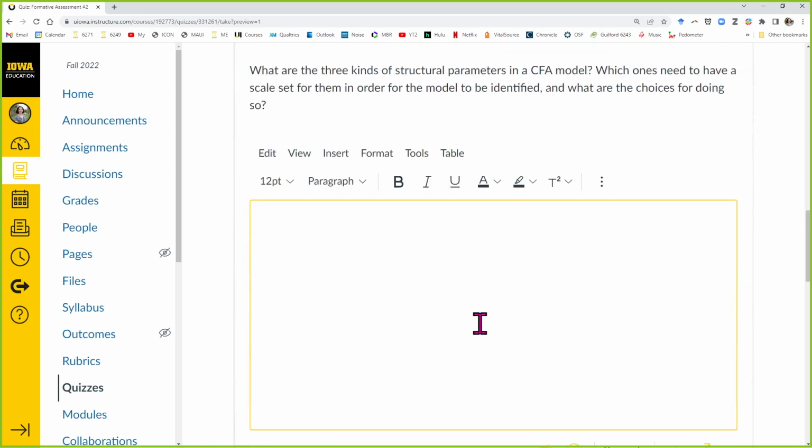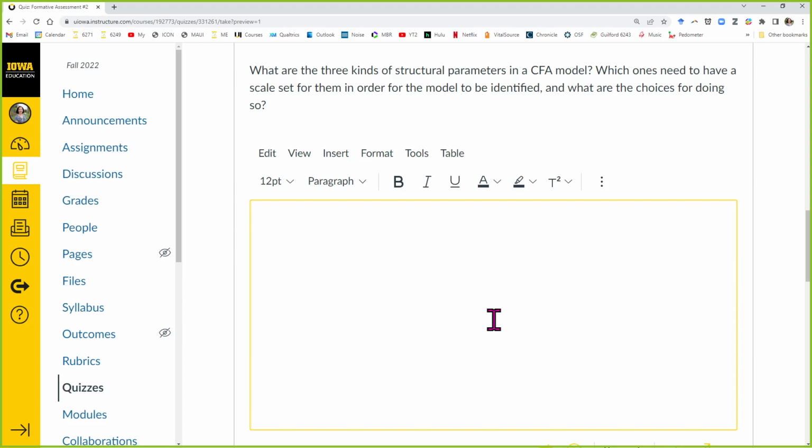All right, structural parameters then. How many are there? Three? Feel free to read from the screen. What are they? Factor means, variances, and covariances. Yeah, factor things. So the measurement model is item things. The structural model is factor things: factor variance, factor mean, factor covariance.